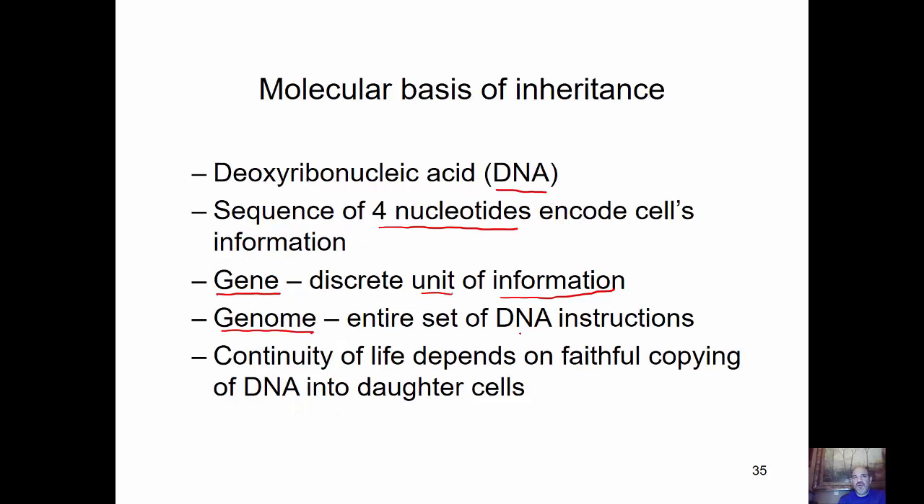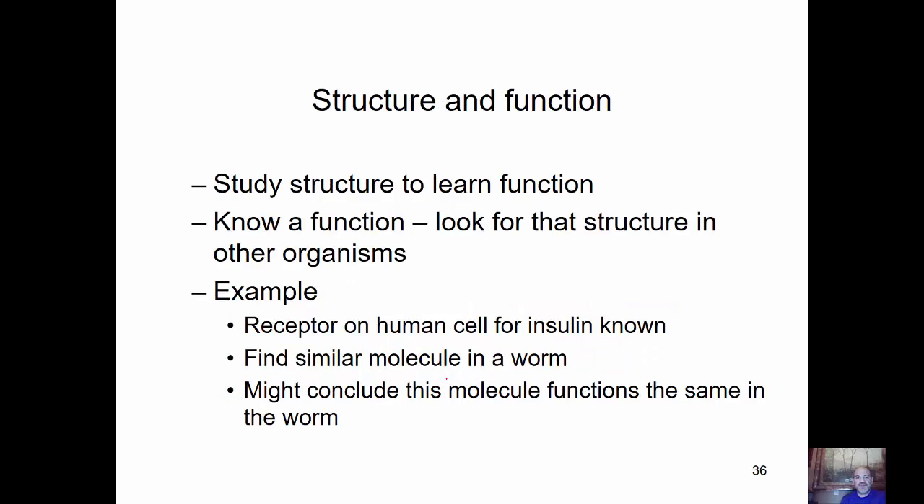In order for a species to continue to produce the next generation, that's going to depend on the true copying of this DNA into the new cells from older cells. So there is a mechanism for that, and that's another topic we're going to study later on, how DNA copies itself.